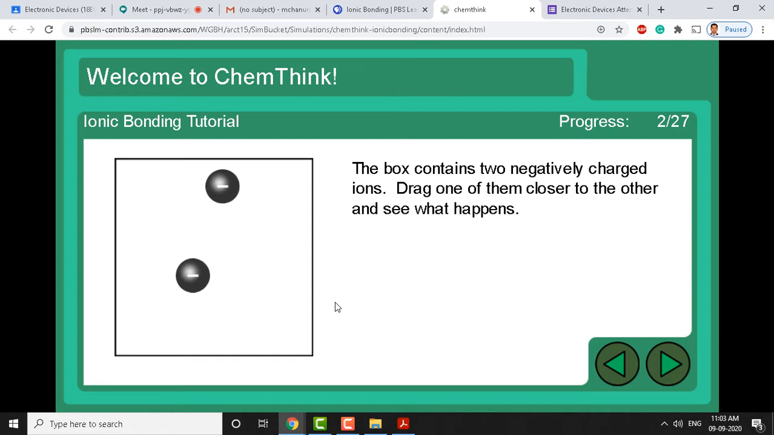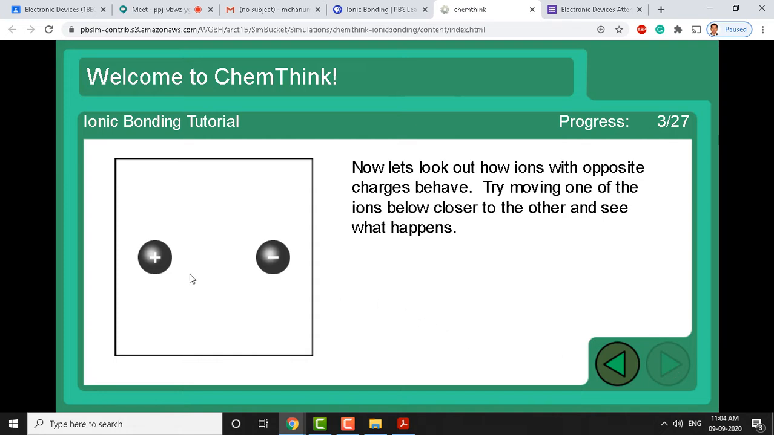Are you seeing this? So this is what happens here. This is not the case when you have opposite types of ions. This example shows that when you drag two negatively charged ions close to each other, they repel. Now let's have a look at the opposite kind of ions.